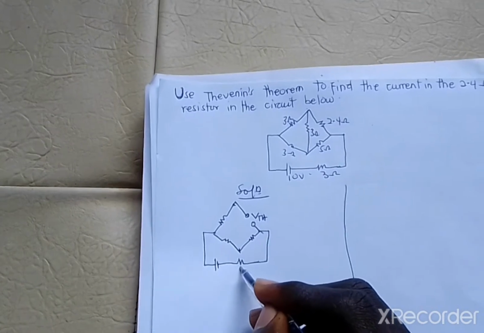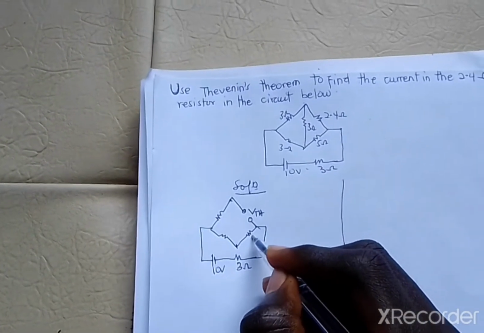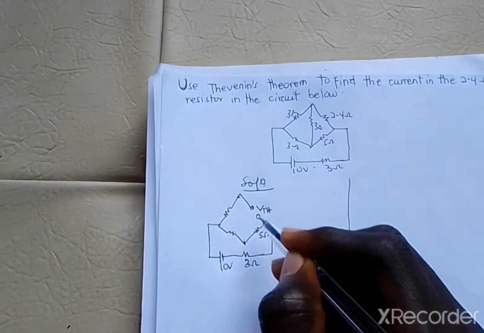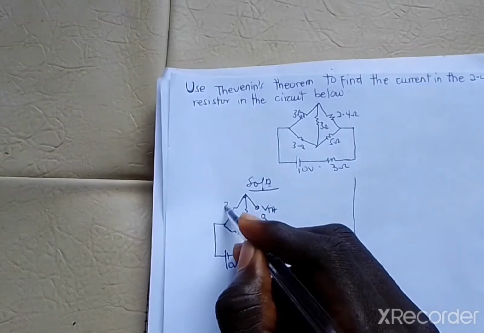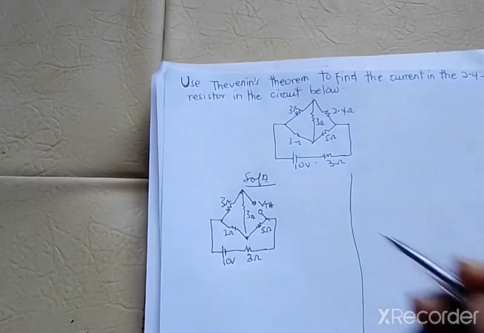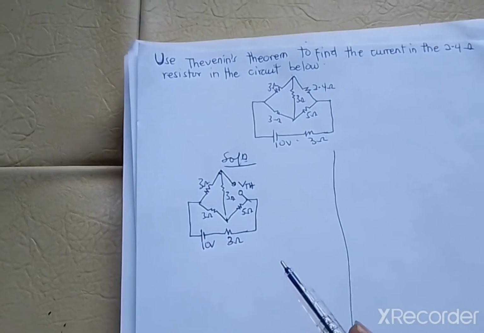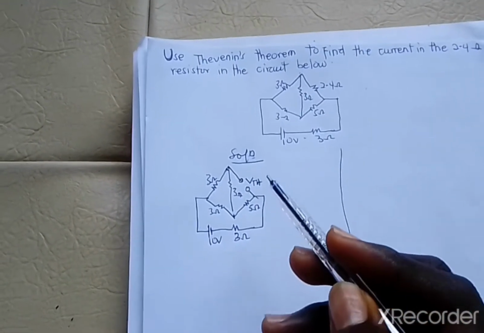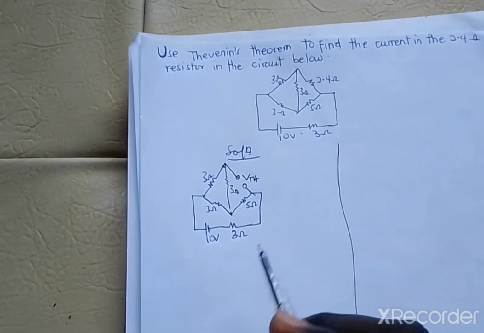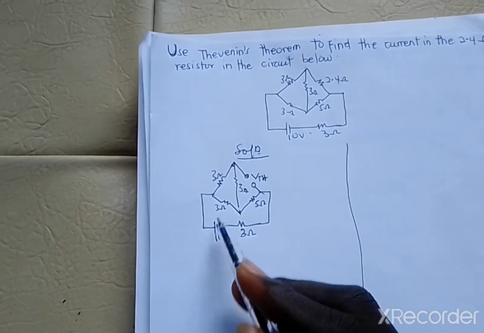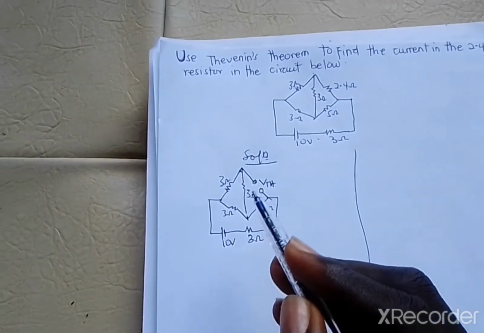So we have our 3 ohm resistor here, our 10 volts here. You have our 5 ohm resistor, then the 3 ohm resistor, 3, then 3. Once we have our VTH, you are supposed to find the value of this virtual voltage which we have introduced here. To find VTH, you are going to use Kirchhoff's laws, that is the KVL and the KCL, to find the value for this VTH.